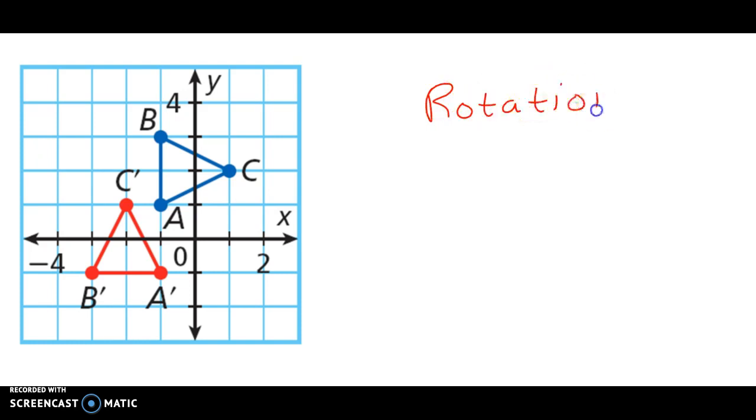The way we write it is I'm going to say triangle. Which one comes first, blue or red? And how do we know? Blue comes first because it doesn't have the prime marks. Good, the blue is the pre-image. So triangle ABC is rotated or transformed into triangle A prime, B prime, C prime.